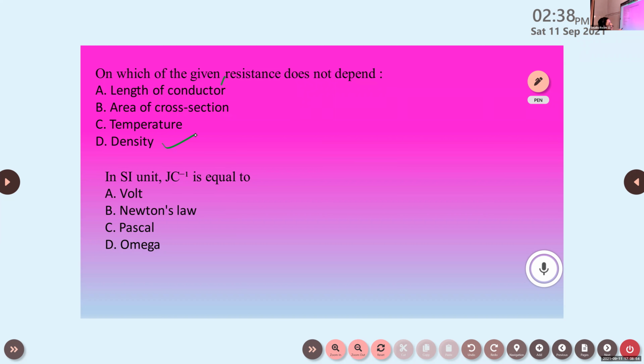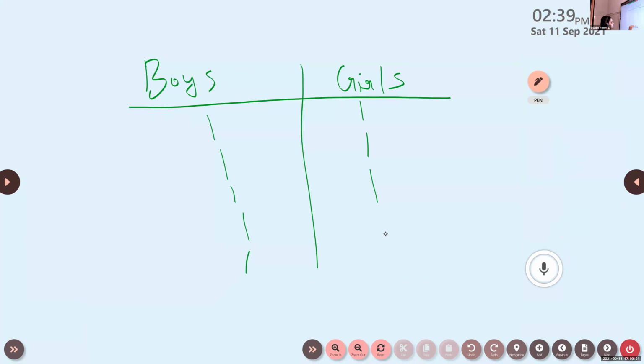We know that R is equal to rho into L divided by A. R is equal to rho L by A. So the factors affecting the resistance are length of the conductor, area of cross section, nature of the material, and temperature. So density is the right answer. Okay, very good, girls.